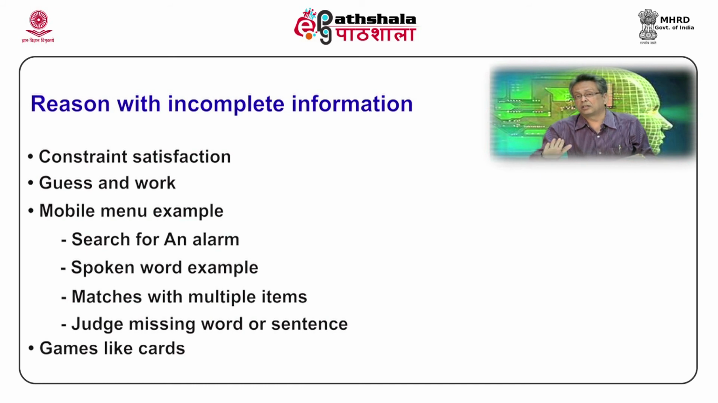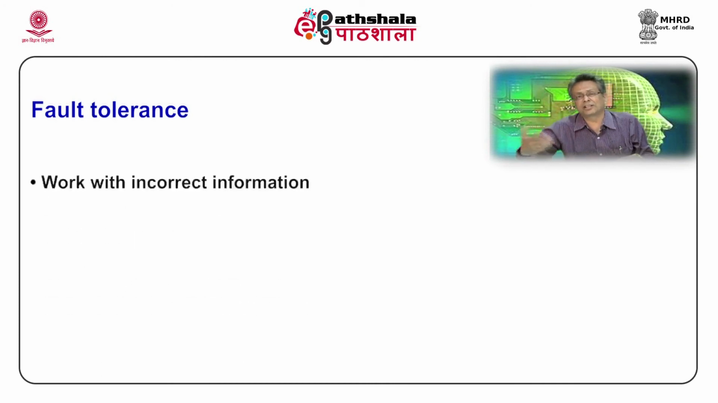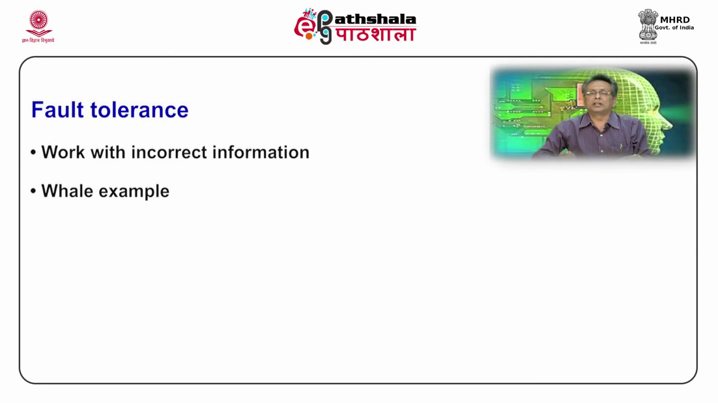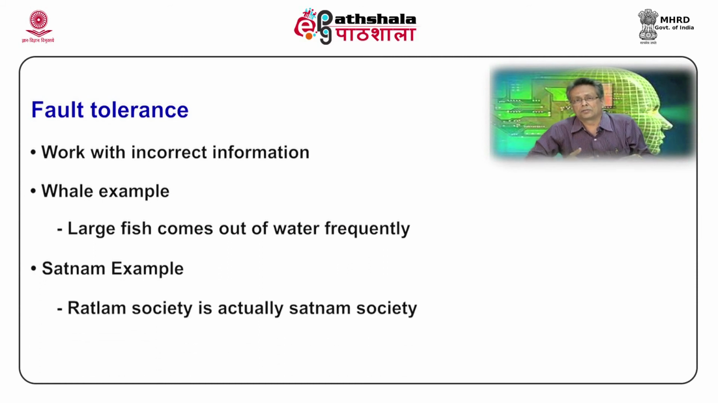The AI techniques are also capable of working in a fault tolerant way. What do I mean by fault tolerant way? Suppose I provide information which is partially incorrect. For example, I have a friend who told me that he lives in a society called Ratlam society. I just heard that over the phone. I was looking for that society. I asked a Panwala where this Ratlam society is.